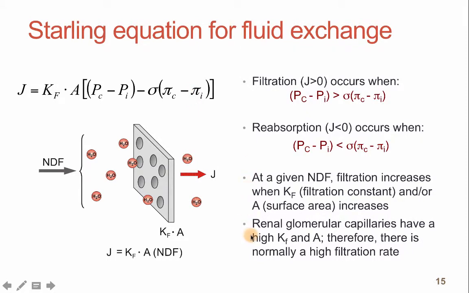It turns out that renal glomerular capillaries have a relatively high filtration constant and a rather large cross-sectional area. That, coupled to a large net driving force, means that through the glomerular capillaries there will be a large movement of fluid.